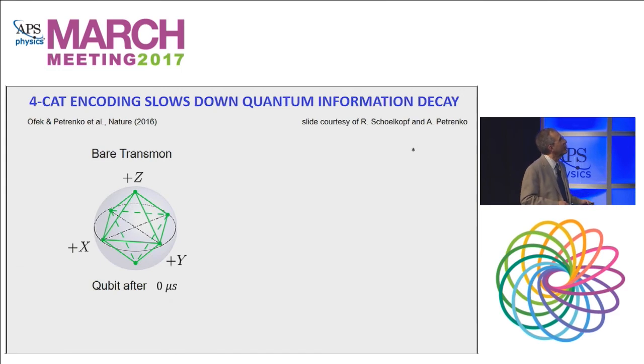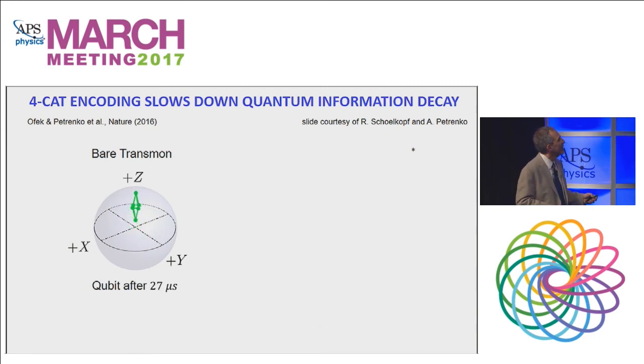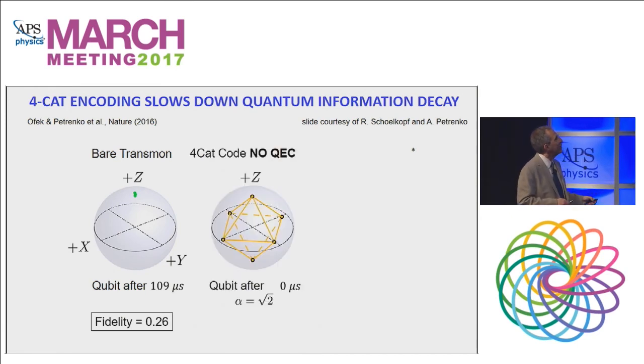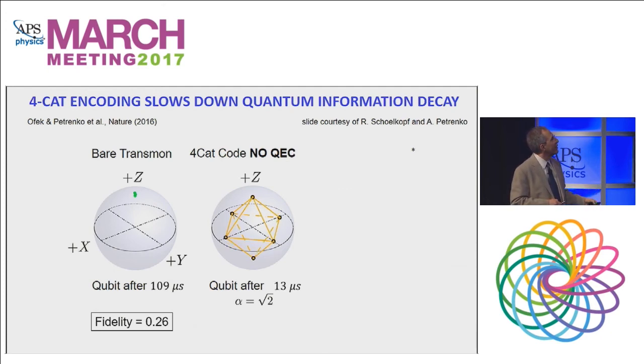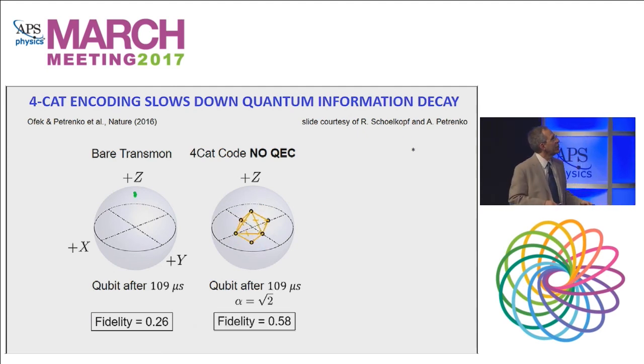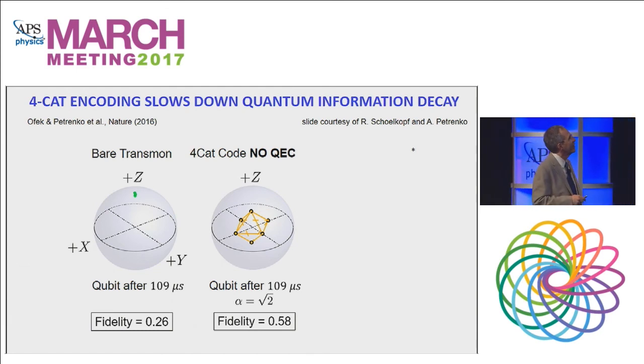So if we encode quantum information in a transmon without any protection, we get a rapid decay. Basically, after 100 microseconds, there is essentially no information left. You see the octahedron has shrunk completely. Now, we can encode the information in the cavity coupled to the transmon, but not perform any error correction. Since the cavity is much better, we can actually get a longer lifetime. But that actually shows that it is better to encode information in a superconducting resonator than a transmon.